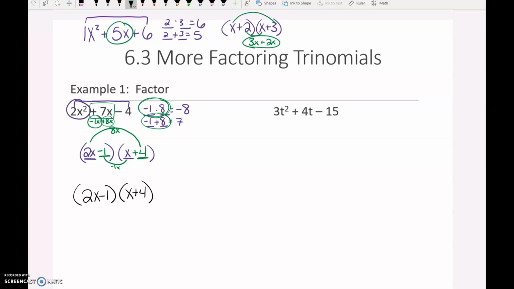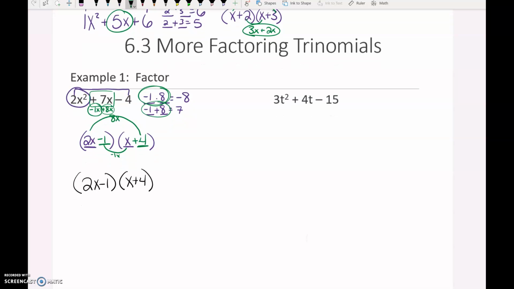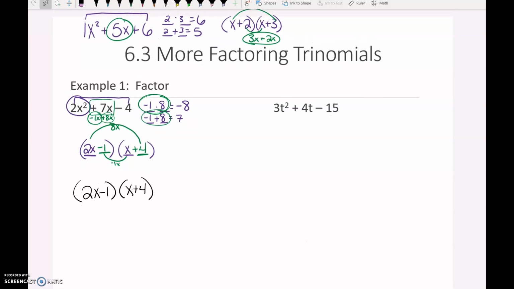There is another method to do this. It is called factor by grouping. We started factor by grouping a little bit yesterday. So I'm going to show you on the next example the method factor by grouping, and then I'll also show you guess and check, and I'm going to let you pick which method you would prefer. Some of you are really going to prefer guess and check because it's fast, but some of you are going to prefer factor by grouping because it's a definite step-by-step process.